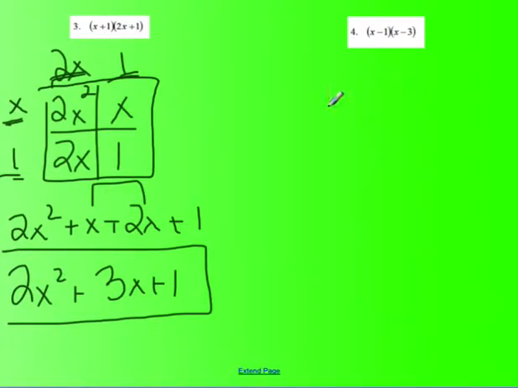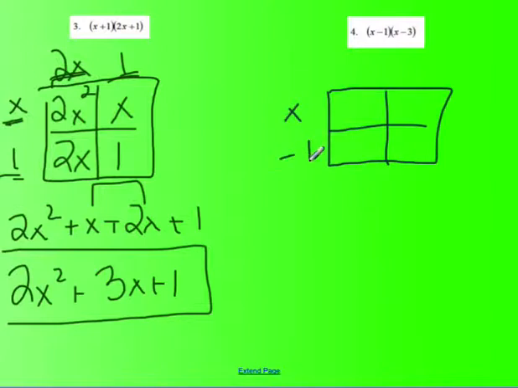Now let's take a look at number 4. Number 4 is going to be similar, except this time, notice that there's some subtraction symbols. So when I write that out, I'm actually going to write that as a minus 1.